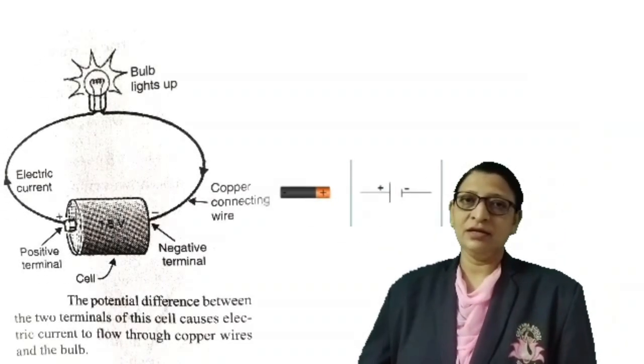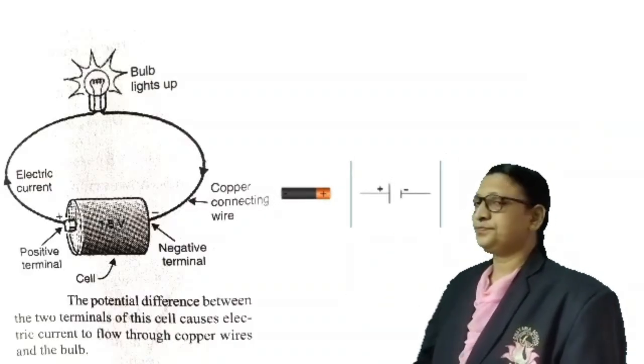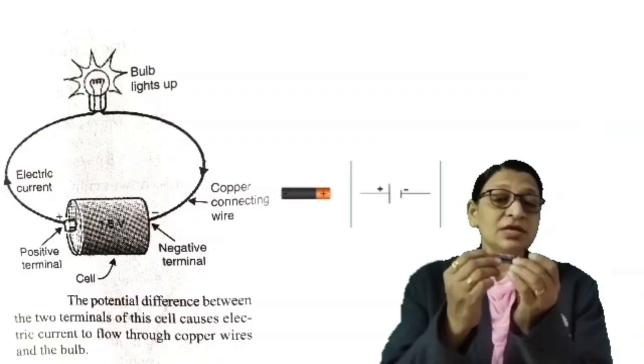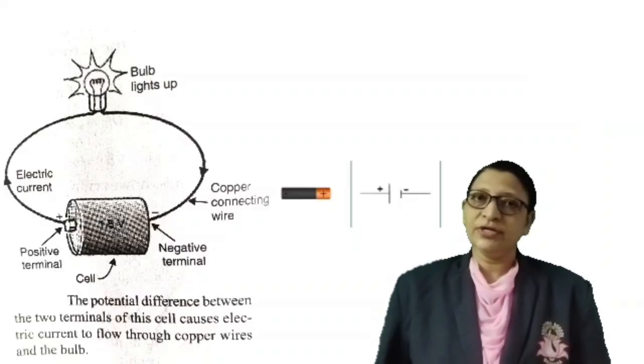Let us study some of the basic components of the circuits, their symbols, and their uses. Here comes the first, the electric cell. The electric cell is denoted by the symbol. A cell is used to provide potential difference.